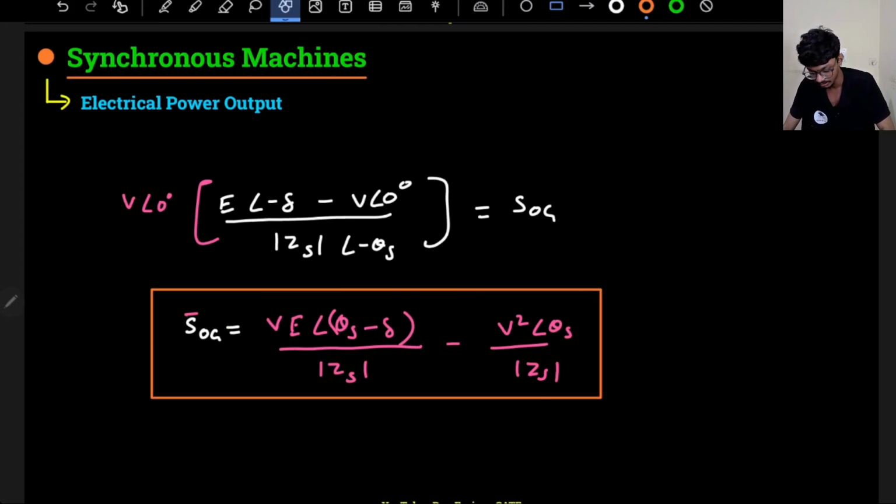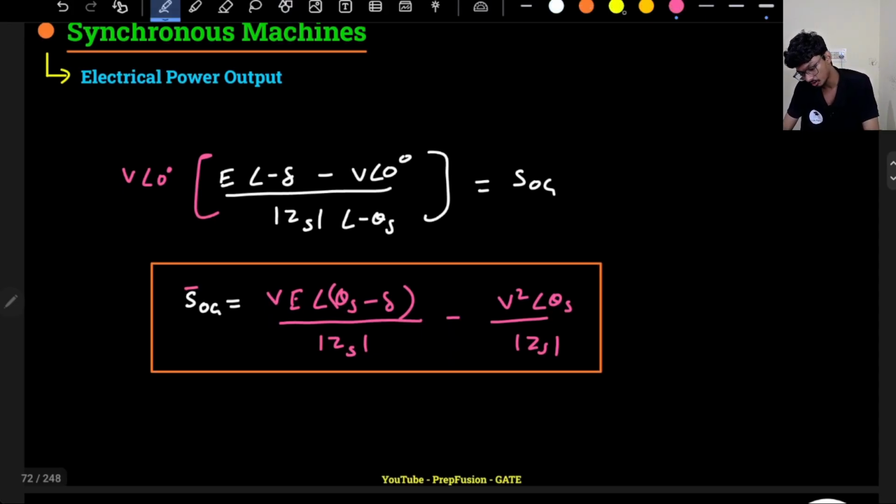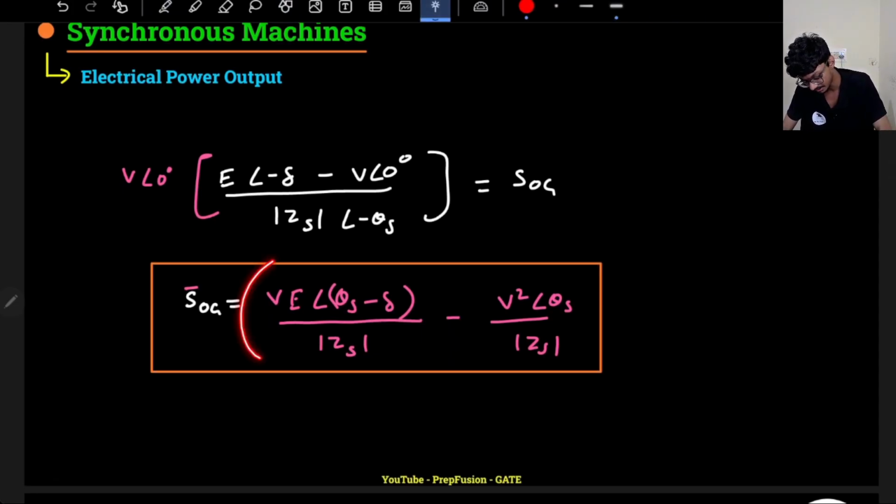Very simple expression, right? So do you have to remember it? No, you can derive it. It should not take you much time. So from here I can directly say what will be the real component. So what will be the POG, active power? Here what is the real component? Cos of this angle will be the real component.